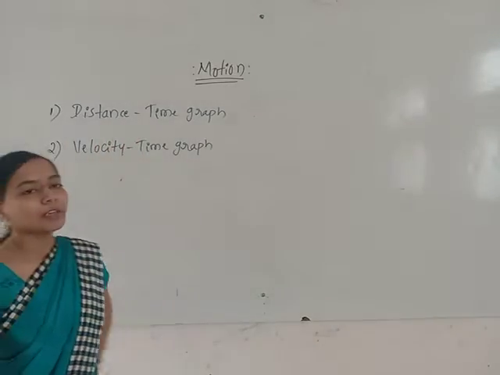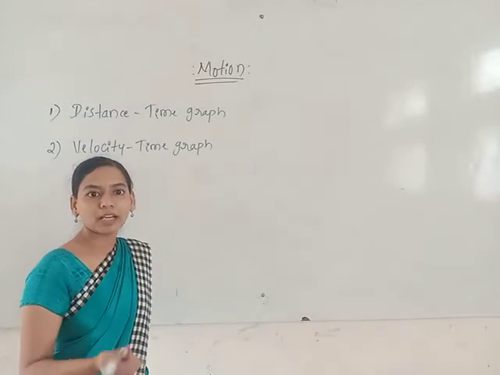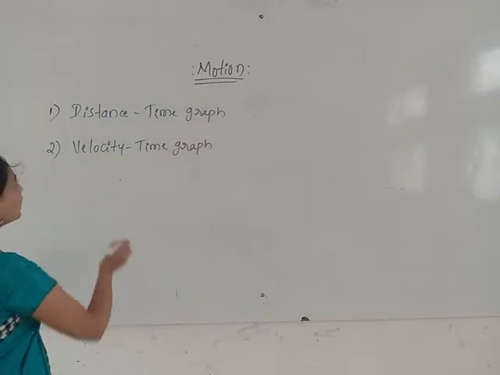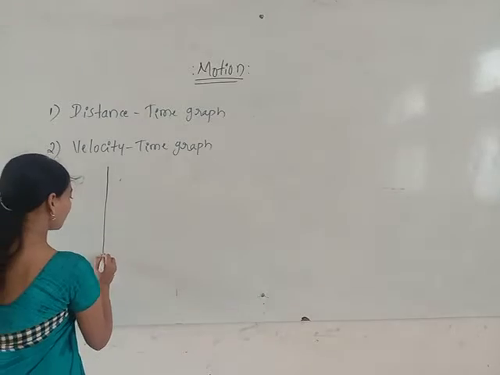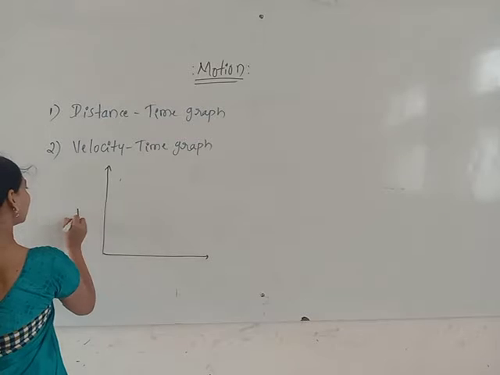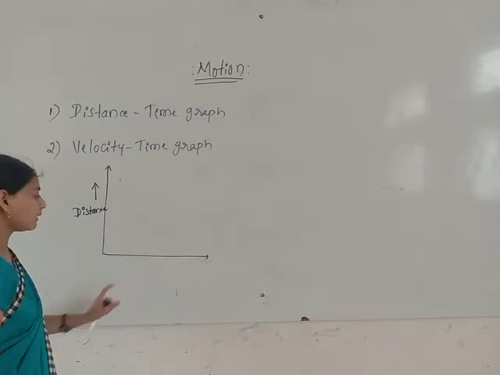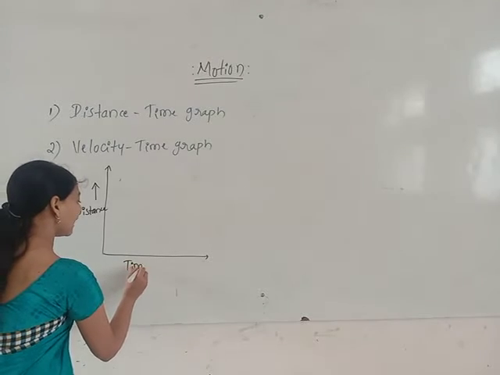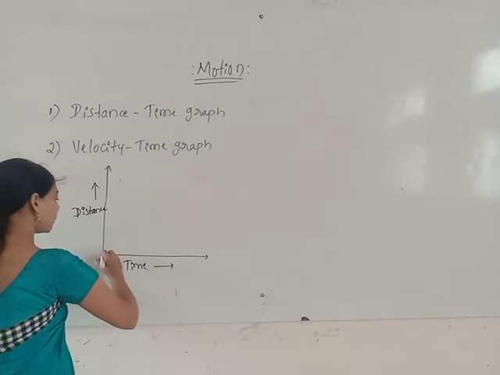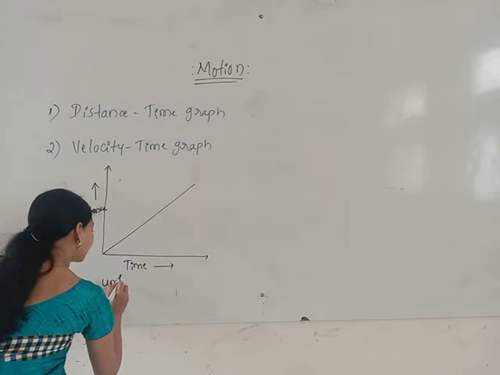Okay, in the distance time graph, we learned about two types of graphs. One with uniform speed and another one with non-uniform speed. So here, in the distance time graph, distance is taken on the y-axis and time is taken on the x-axis. Here with uniform speed what happens? With uniform speed we got a straight line.